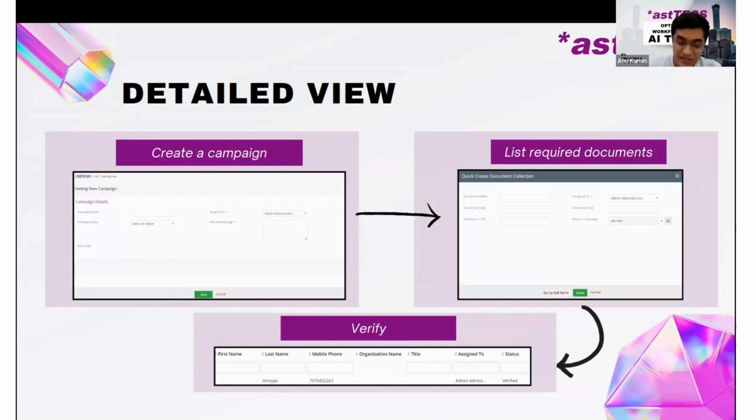Once the verification of the documents is done, it would be verified. Now, another step or another status of that process would be re-verified. So "sent for re-verification" would tell you this person's documents have been sent for re-verification.